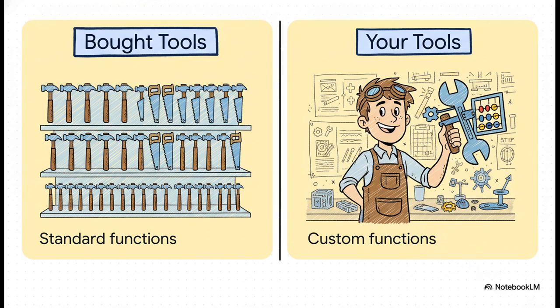Let's try an analogy. Imagine you're a carpenter. Now, standard C functions like printf, those are the hammers and saws you buy from the hardware store. They're reliable, they get the job done, but they're limited. But the custom functions you're about to write, something like sum last digits, that's the specialized jig you build yourself for one very specific, very important job. See the difference? You're not just the carpenter anymore, you're the tool inventor.